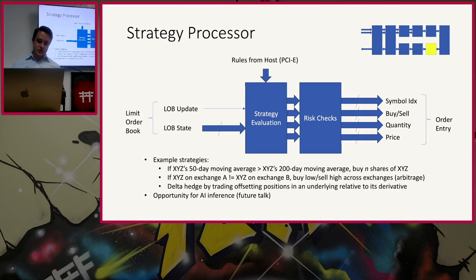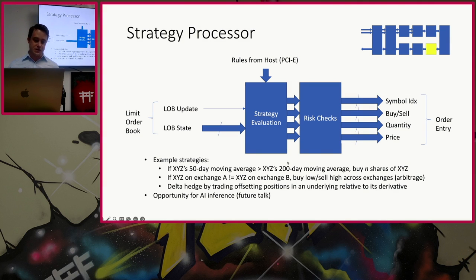Or for arbitrage, if you see an arbitrage opportunity, like I was saying before, if the price of some company is not the same on one exchange as another, you buy on the cheap exchange, sell on the exchange that has it listed higher, and you make the difference. Delta hedging, so there are more complex strategies out there. For example, delta hedging is where you're basically trading a combination of an underlying asset with its derivative in order to hedge against each other.